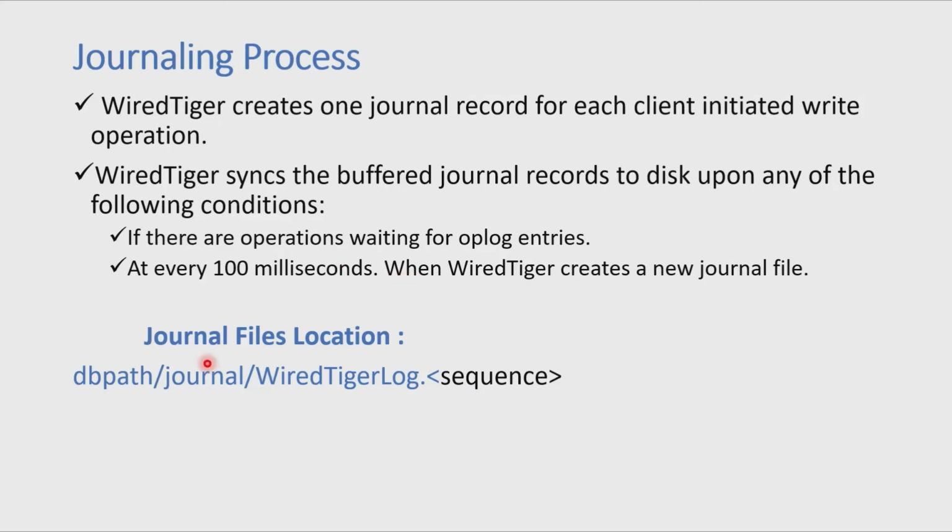So what is the location of the journal file? The location of the journal file is dbPath/journal/WiredTigerLog.<sequence number>. I think it starts from 0, and then it goes 1.